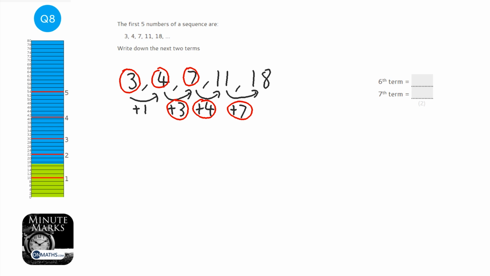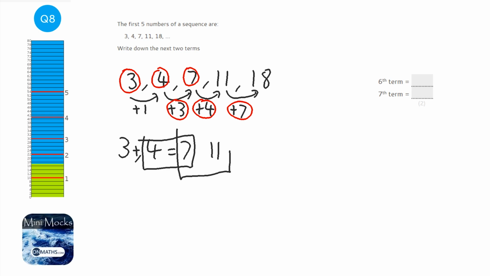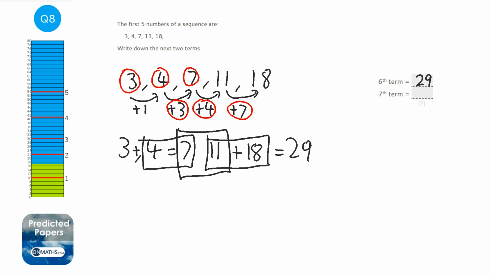So the Fibonacci sequence just starts off with two numbers, and then we add the previous two terms to get to the next term. So we'll add these two together to get to the next one. Then we add these two together to get to the next one. So to find the next one, we need to add the 11 and the 18 together. 18 plus 11 is going to be 29. So the next term is going to be 29. Let's just check that's the 6th term. 1, 2, 3, 4, 5. So yes, the 6th term would be 29.